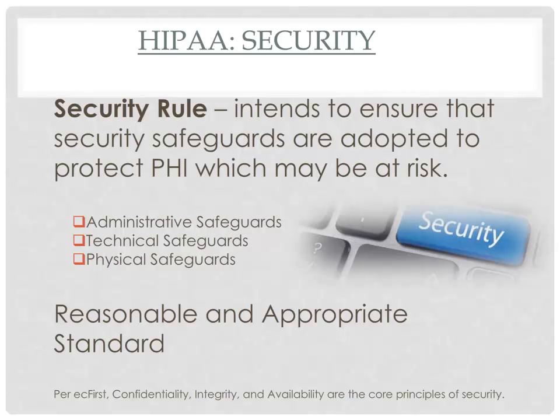The HIPAA security rule intends to ensure that security safeguards are adopted to protect PHI which may be at risk. These safeguards are further categorized as administrative, technical, and physical safeguards. When adopting safeguards, it is done on a reasonable and appropriate standard.